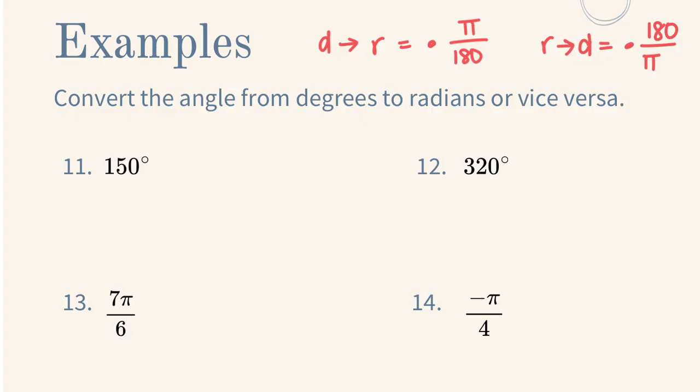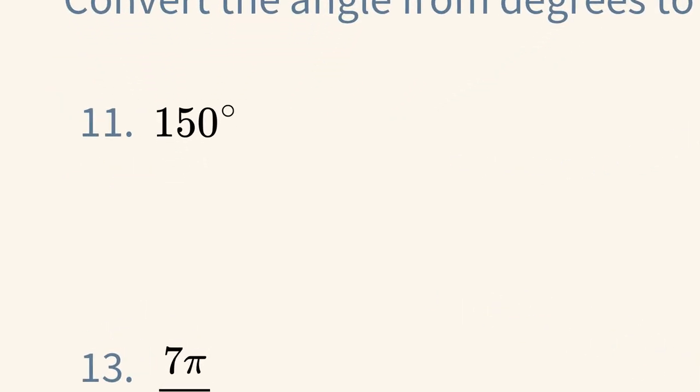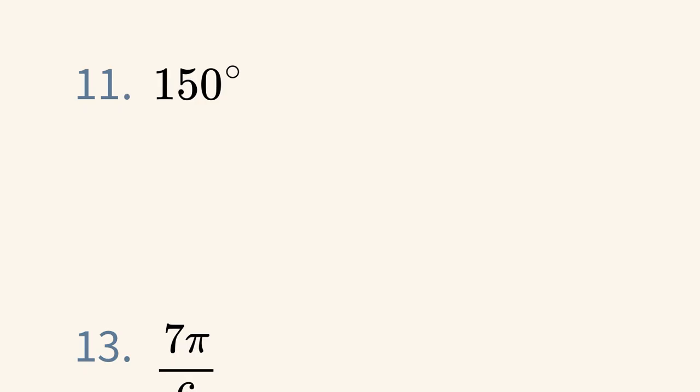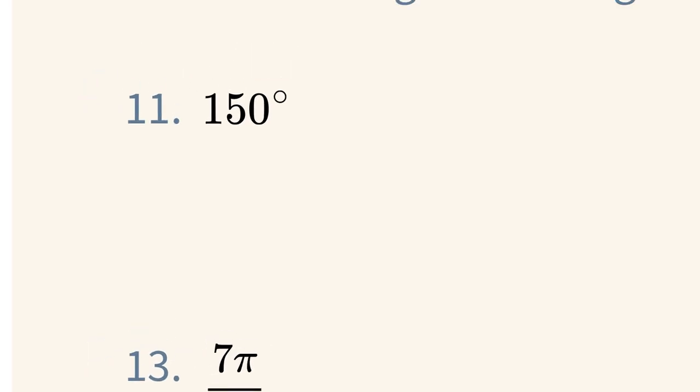Now, they're asking me to convert the angle from degrees to radians or vice versa. So let's look at number 11. What is this in? Degrees or radians? This is in degrees, 150 degrees. So I'm going to convert it to radians. I'm just going to go ahead and write that this is degrees. I'm going to have to convert it to radians. So what am I multiplying by here? Pi over 180, keeping this over 1.